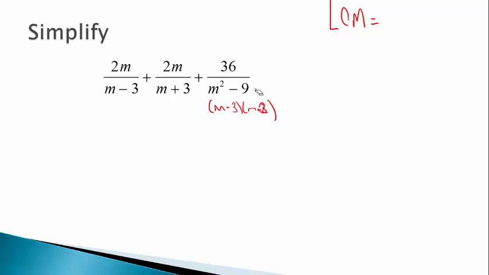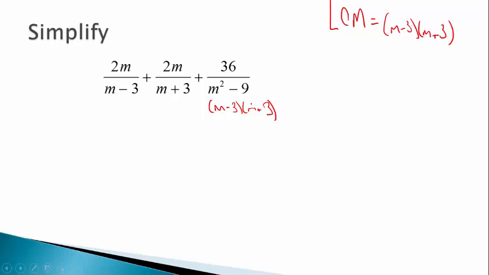Let me erase that so you can see it clear. Okay, so it looks like the LCM would have to be m minus 3 times m plus 3, because if we take all the things that these fractions have in common and write them once, we write an m plus 3 for the last two fractions and an m minus 3 for the first and the third. So that's got to be our LCM. So my goal now is to get every one of these three fractions to have that denominator.